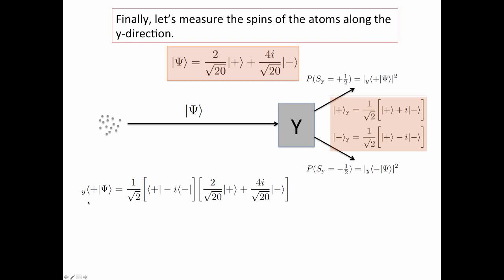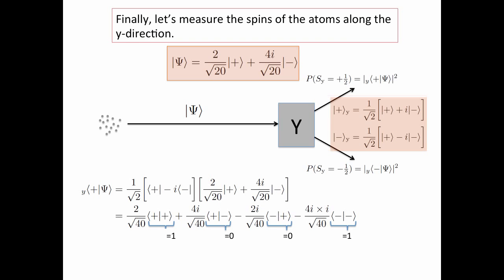Okay, so let's start with the probability of finding atoms with spin up along the y direction. The inner product of the plus y bra with psi is equal to this product here. We multiply out the square brackets again in a way that should be becoming familiar, and we again get 4 terms, and we can insert 1 for the two inner products of plus with plus and minus with minus, and we can insert 0 for the two inner products of plus with minus and minus with plus. Note that in this last term, the coefficient is 4 over root 40 times i times i, and i times i is minus 1, which turns this negative sign into a positive sign.